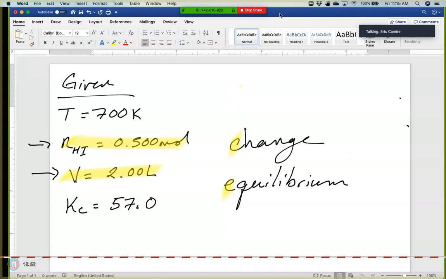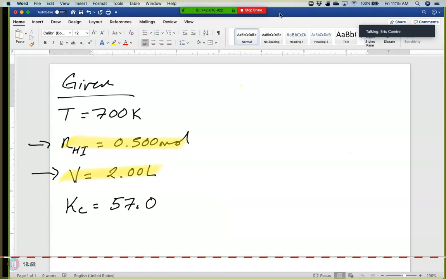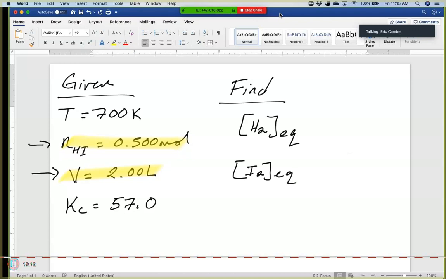So let's see how to apply this, at least this roadmap that we have, the ICE roadmap. Let me just remind myself real quick what I need to find, and then we'll get started. Ultimately, what I'm trying to get to is the concentration of H2 gas, specifically at equilibrium, I2 gas at equilibrium, and then HI at equilibrium.